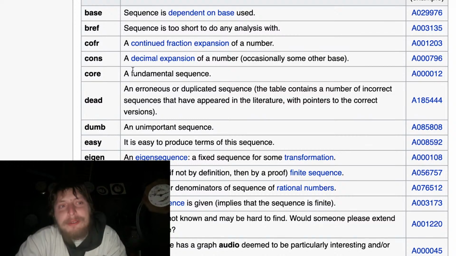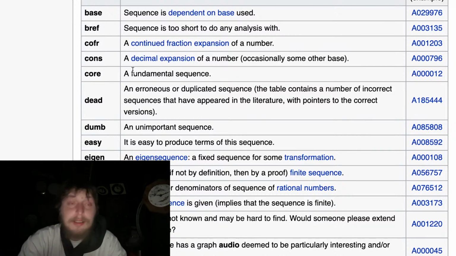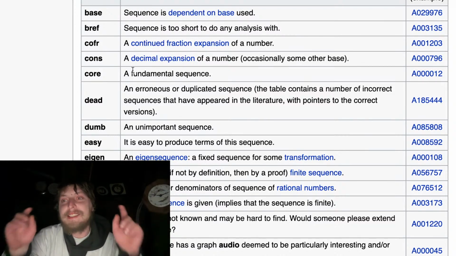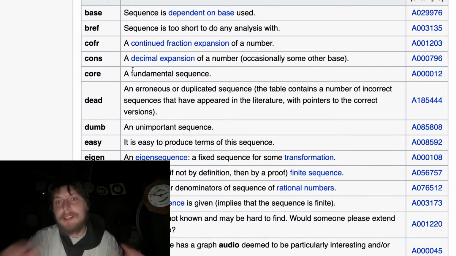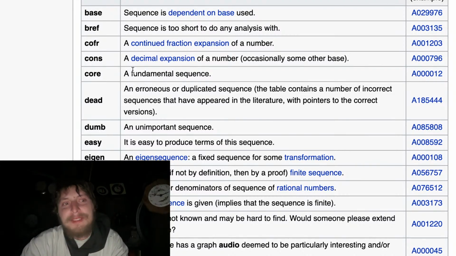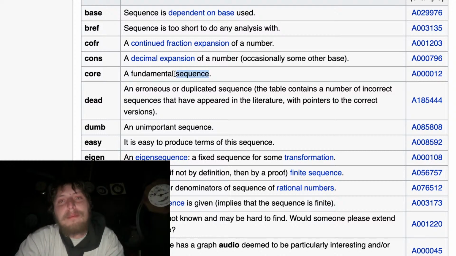I found it quite interesting that the mathematical community sort of agrees that this is the authority for integer sequences. And so the consensus sort of shows that the elected leader of where you get your integer sequences from thinks 179 of them are extra fundamental.